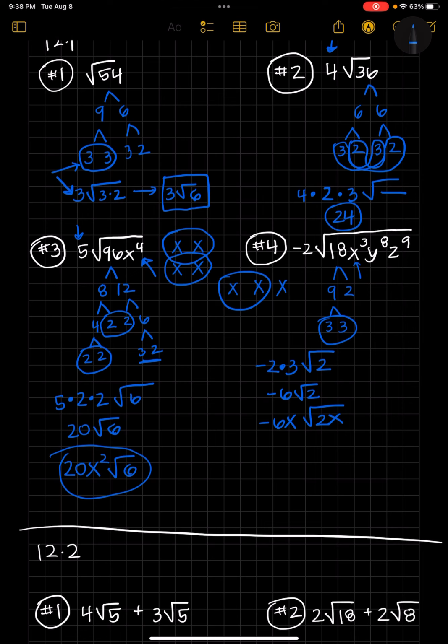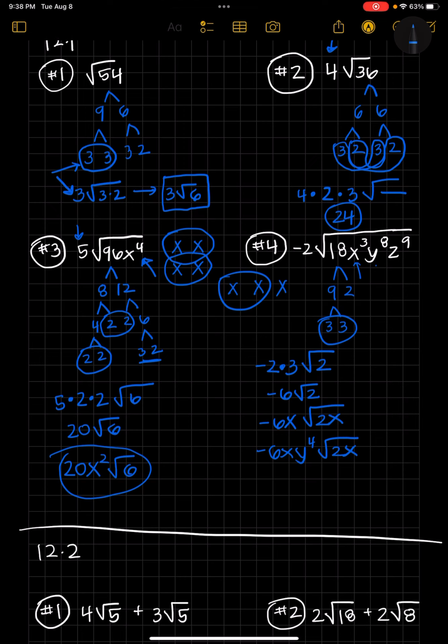Then let's do the y's. The y's have 8. So when it's an even number like this, you just divide it by 2. 8 divided by 2 is 4. So I can have 4 y's on the outside of my square root. So I can say y to the 4th right there. And then z is to the 9th.